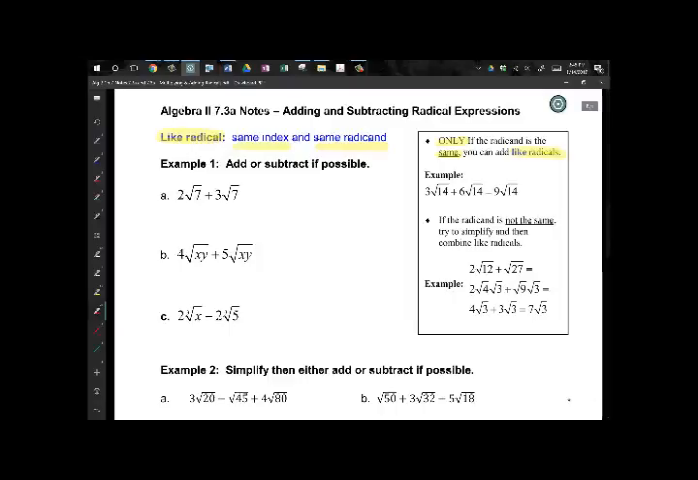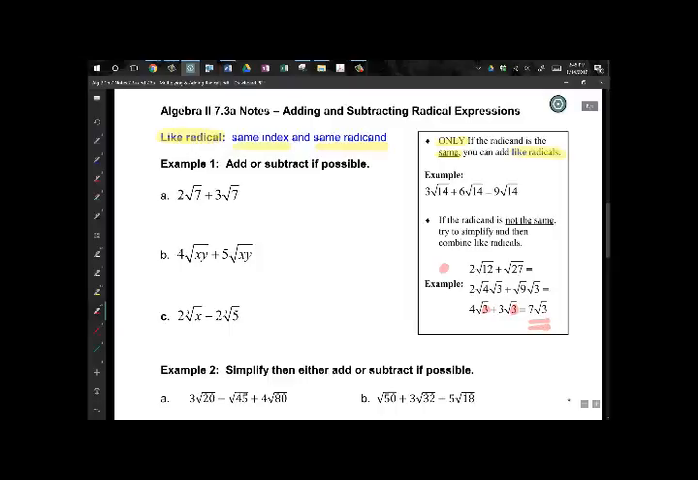Sometimes, if the radicand is not the same, for example, down here, we've got 2 root 12 and root 27. There are times that we're able to break down that root 12 into a 4 and a 3, and the 27 into a 9 and a 3. The square root of 4 comes out as a 2, and 2 times 2 is 4. The square root of 9 comes out as a 3, which now gives you the same radicands, and you're allowed to add them to get 7 root 3.